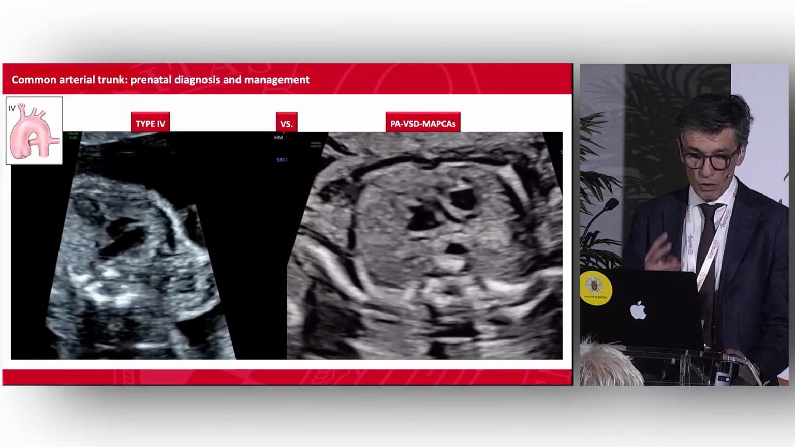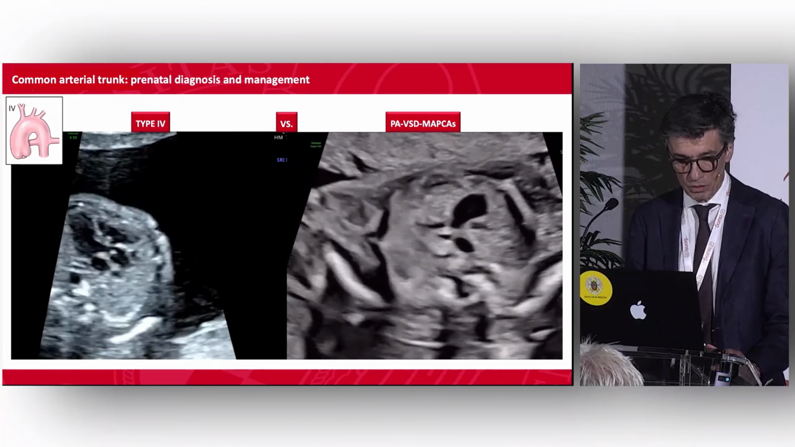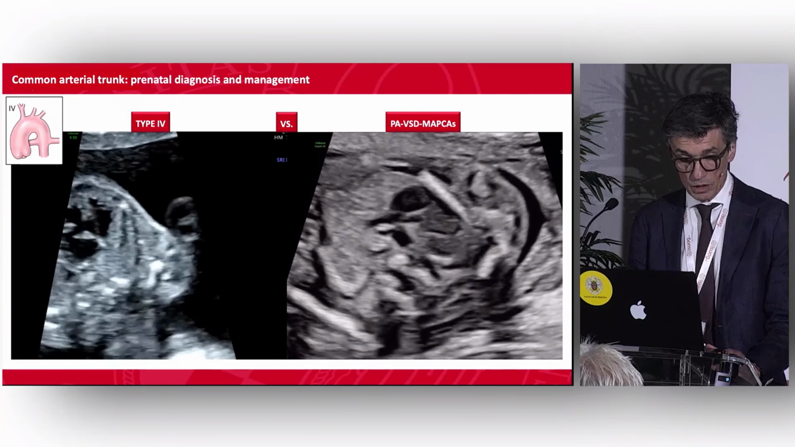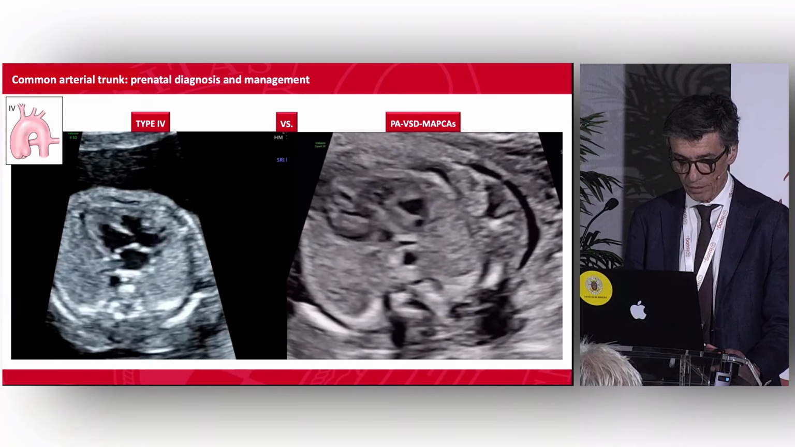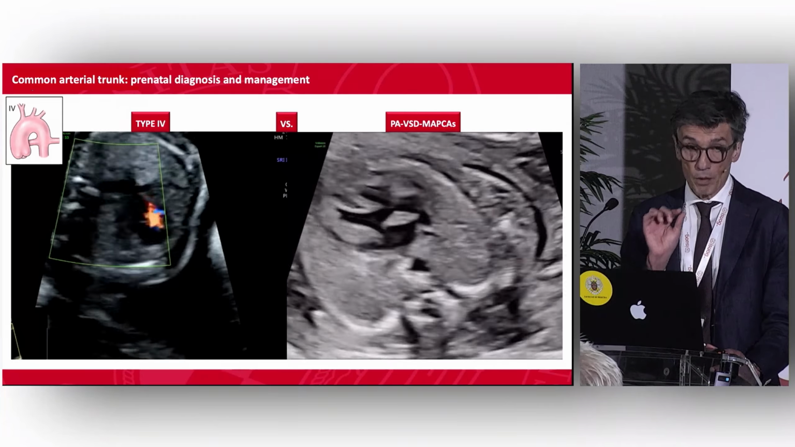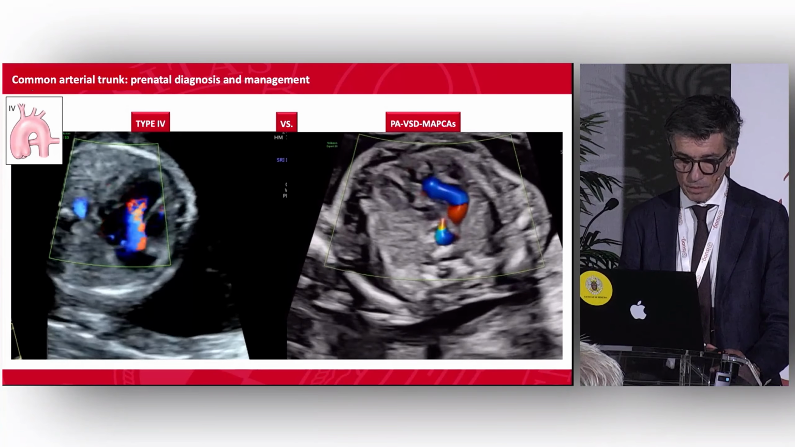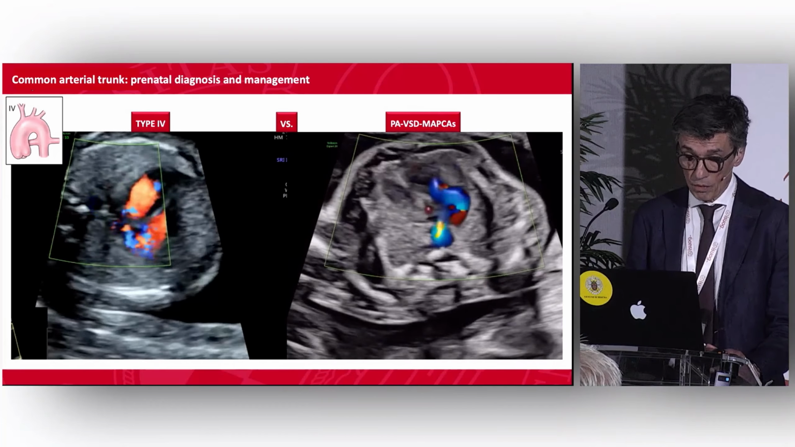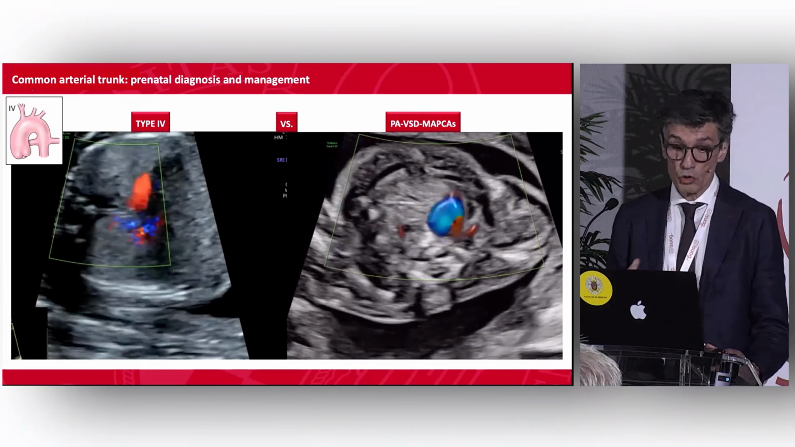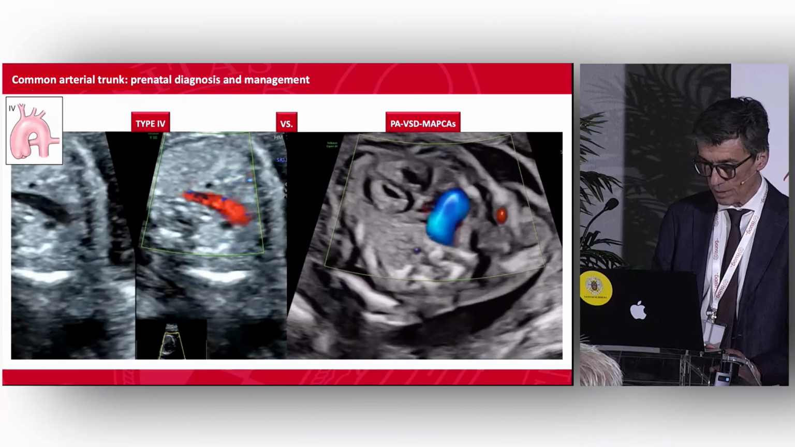And when you see only 2 vessels, probably that is a key argument to establish the diagnosis of common arterial trunk, but we can discuss it later on. Another point is that if there is a pulmonary atresia with septal defect and MAPCAs, we will see retrograde flow through the ductus arteriosus, which is usually absent in common arterial trunk, as I said before.